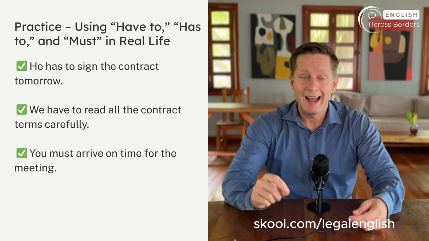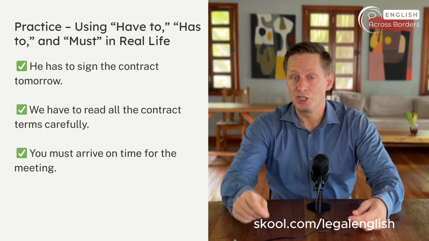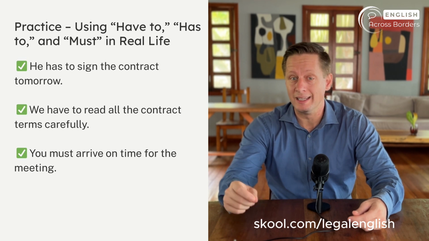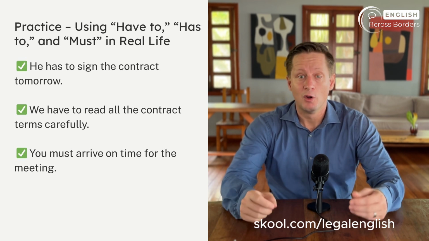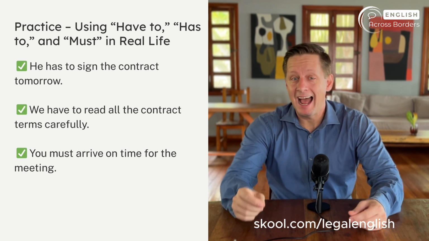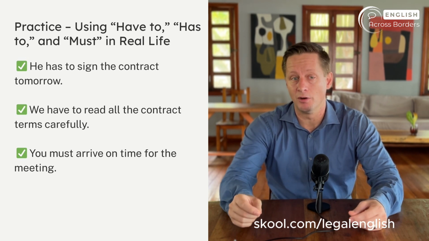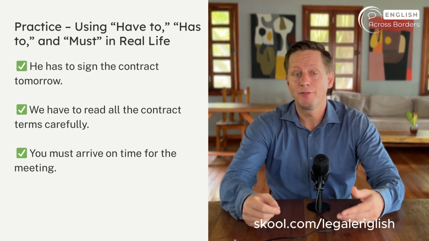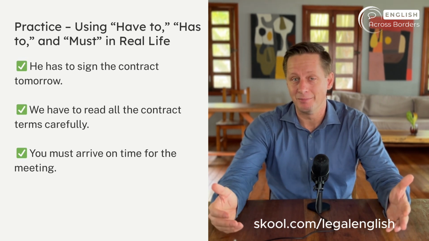So remember, has for he, she, it, have to for I, you, we, they, and must when you want to be very formal. For example, he has to sign the contract tomorrow. We have to read all the terms. You have to arrive on time.